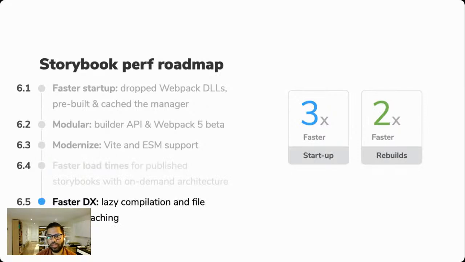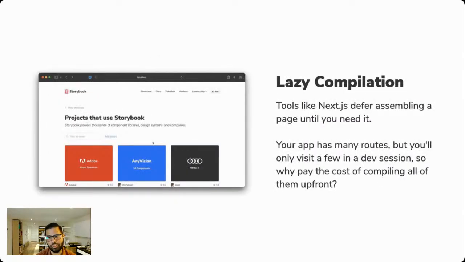With 6.5, we've shifted focus back to improving the local development experience with Storybook. That's when you start up Storybook, or anytime you hit save, Storybook rebuilds. On the Webpack side, to improve Storybook performance, we added support for lazy compilation and file system caching. And what we saw was, because of those features, Storybook generally started up 3 times faster than it did previously, and rebuilds were up to 2 times faster than before. So let's talk a little bit more about those features in detail, starting with lazy compilation.